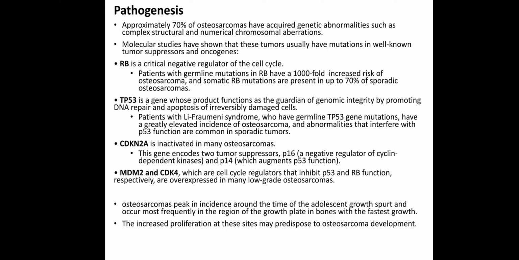of sarcoma. We said p53 is a gene shared in many tumors, it gets mutated and is involved in many of the tumors affecting human beings. Okay, the third gene involved in the pathogenesis of osteosarcoma is CDKN2A, which is inactivated in many osteosarcomas. This gene encodes two tumor suppressor proteins, one of which is p16, a negative regulator of cyclin dependent kinase.